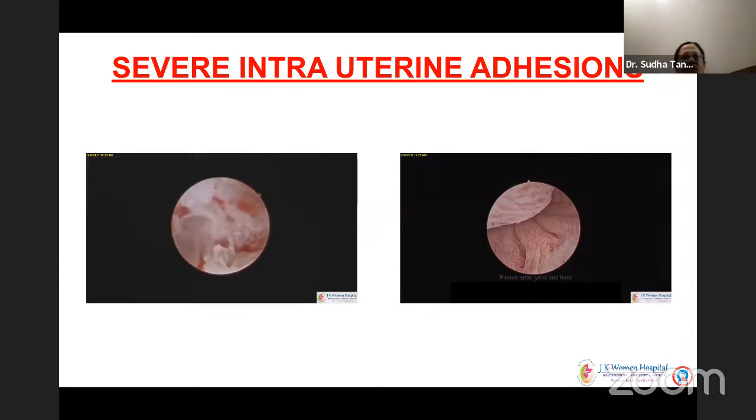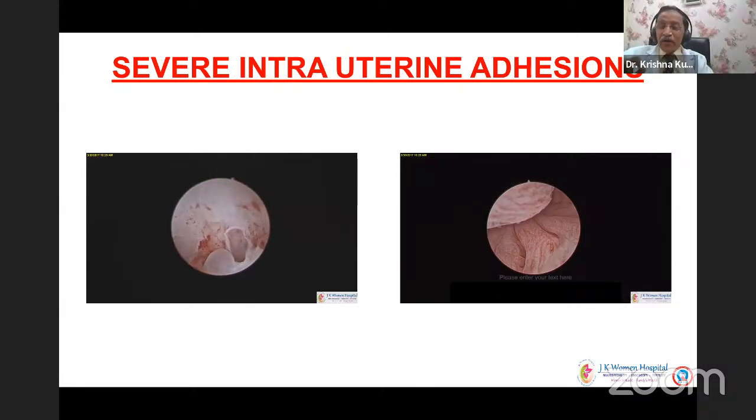You can use the scissors how you're using, or even your grasper you can put and just try to open it and try to negotiate your way. Because otherwise, are you in the right plane or right passage?